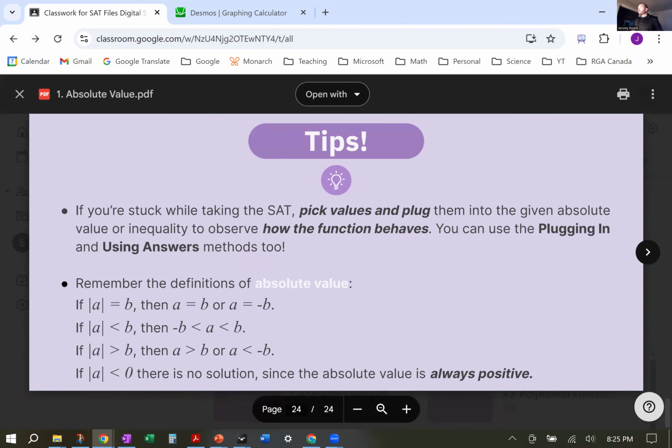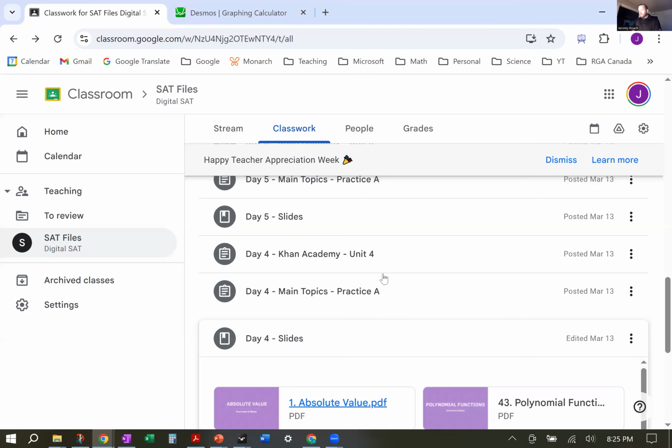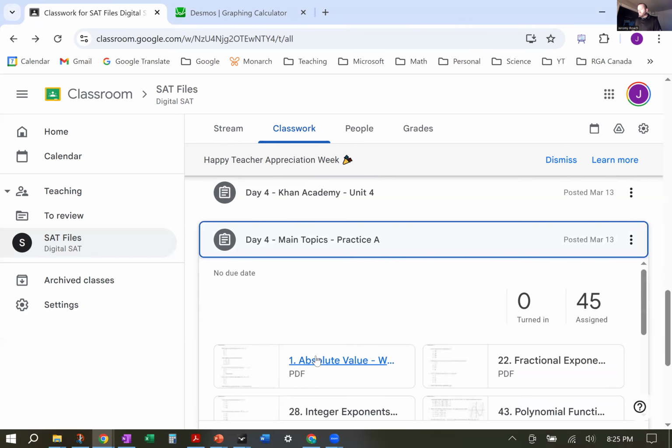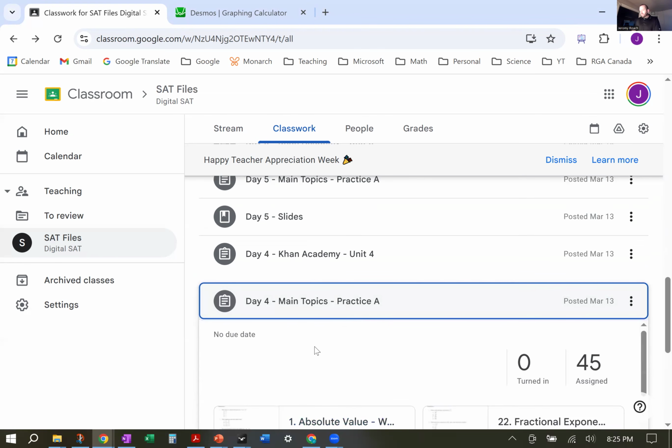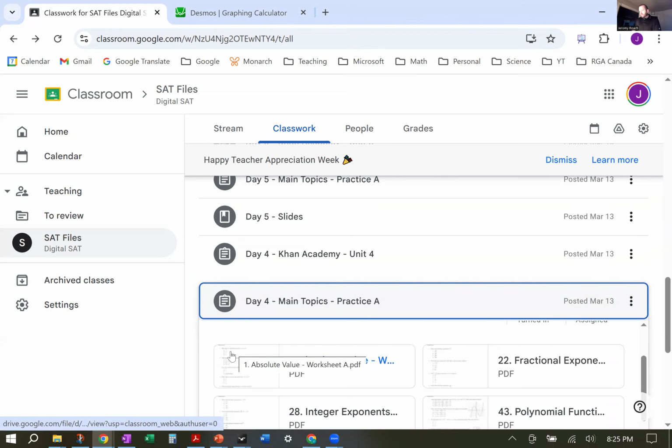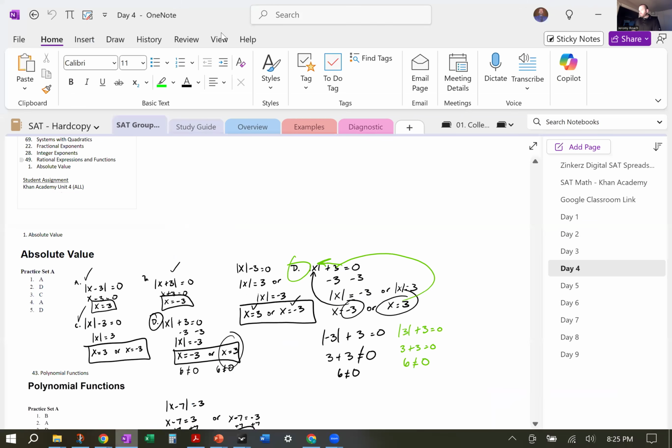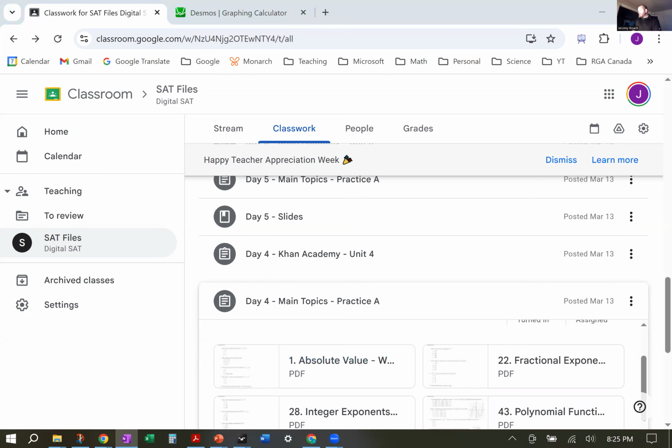All right, so the first assignment is going to be, double check here. Just had everything open right here. Here it is. So the first assignment is going to be practice set A, number 1 absolute value. And I'll let you get started on that. And then hopefully we have some time to continue and talk about polynomial functions.